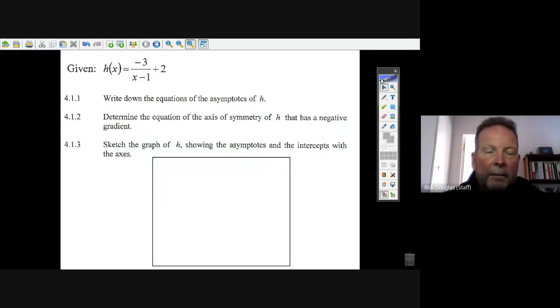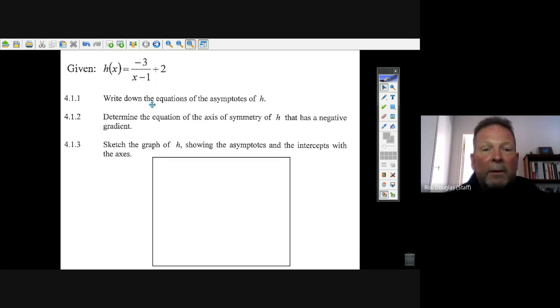Okay, we're going to look at the first function question in the 2020 paper one. And here it is. It's a hyperbola. And let's just get into it. It says h of x equals minus 3 over x minus 3 plus 2.